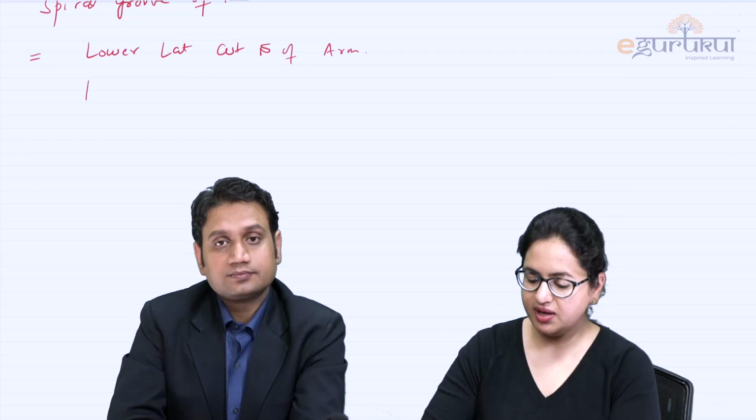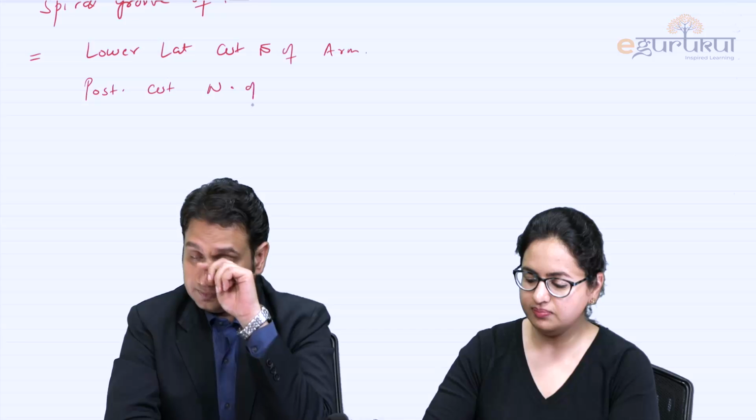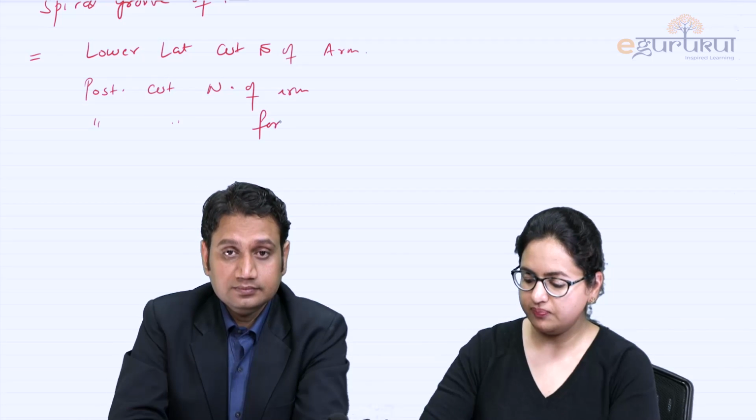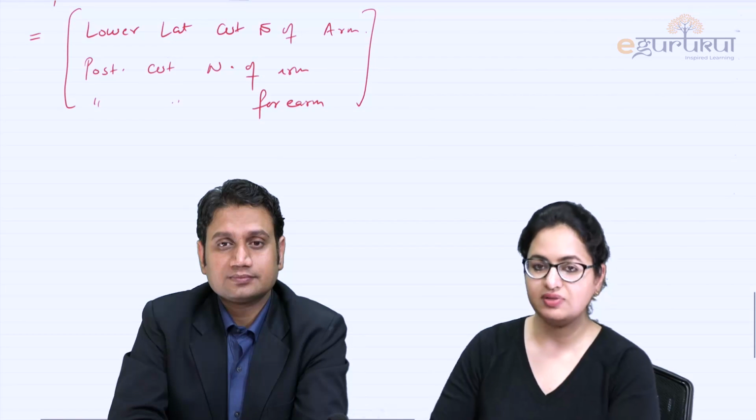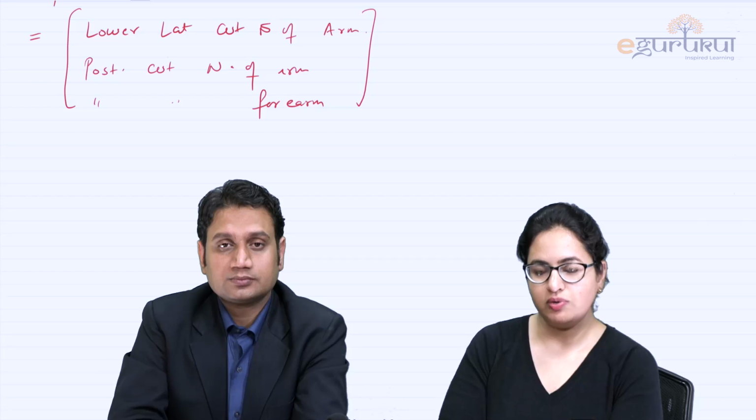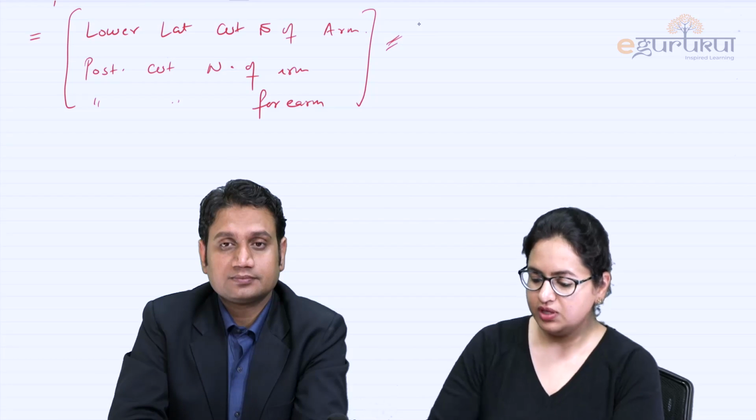And apart from this, we have two more cutaneous nerves. One is the posterior cutaneous nerve of arm, and the other is the posterior cutaneous nerve of forearm. And all these three cutaneous nerves are given above the elbow. So if there is any injury of the radial nerve at the elbow or below the elbow, the sensory loss is not seen in these areas.